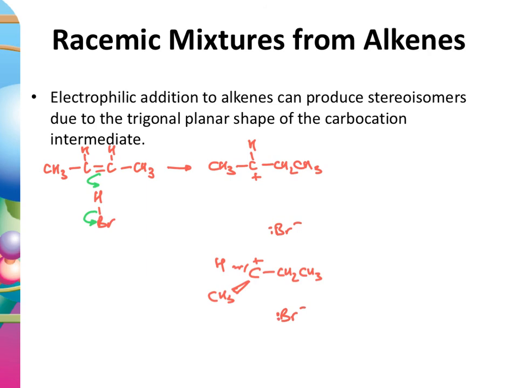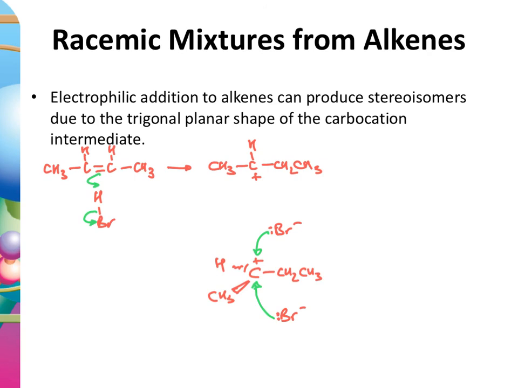from above or below, in which case we would get two enantiomers as our product. We would get a racemic mixture. We have our attack from above or below, equal probability, so 50% of the product would be with the bromide having attacked from above, and 50% of the product would be from having the bromide attack from the bottom. We would get two enantiomers, but we would get a racemic mixture.